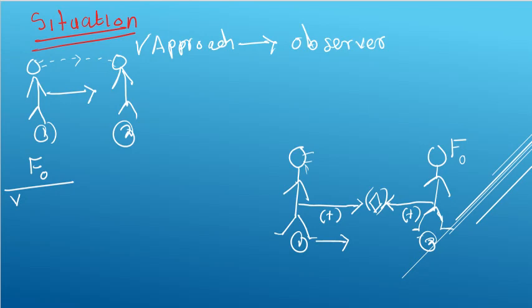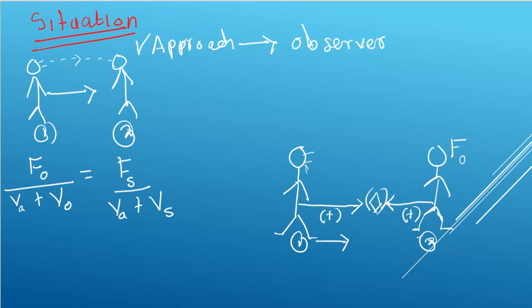V for the velocity of sound in air, plus the velocity of the observer. This must be equal to the frequency of the source over the velocity of sound in air plus the velocity of the source. So this is very simple.